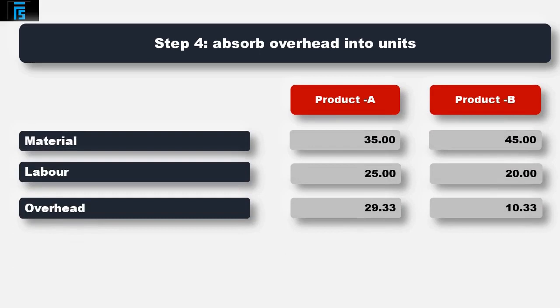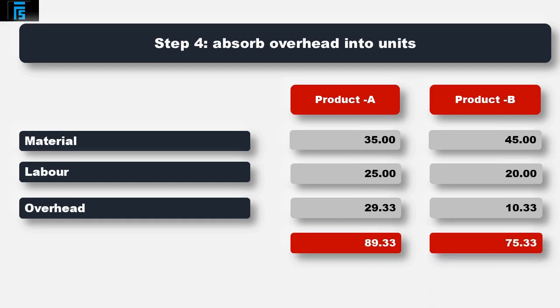Finally, now that the overhead cost per unit has been calculated, we can add this to the direct material and labour costs to derive the cost per unit of production. This all means the total cost per unit of product A is $89.33, while the total cost per unit of product B is $75.33.